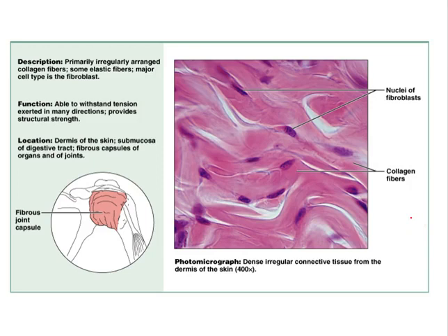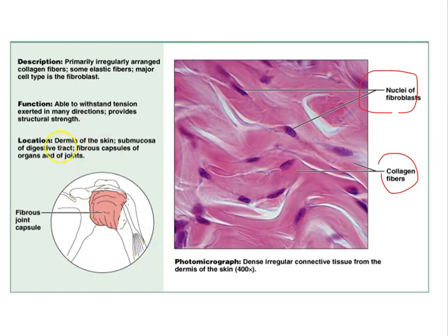And this is dense irregular connective tissue under the microscope. As you can see, these thick, pinkish bundles are collagen fibers. You can still find the nuclei of fibroblasts, and it's obvious that the collagen fibers are not parallel to each other. They are found in an irregular fashion inside this type of tissue.